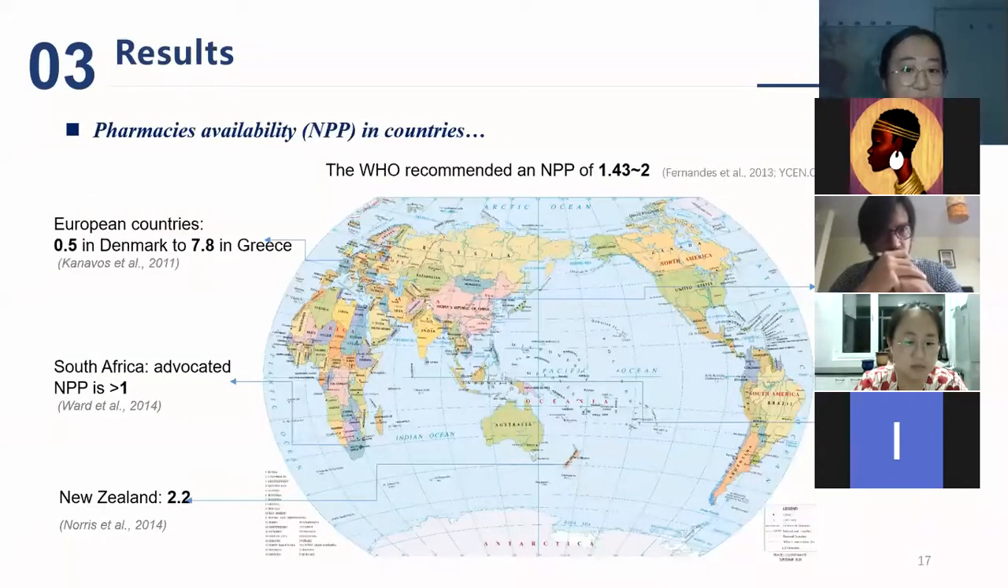Now, let's look at pharmacy availability in countries all over the world. The WHO once recommended an NPP of 1.4322. Existing studies showed that in European countries, the NPP ranges from 0.5 in Denmark to 7.8 in Greece. And South Africa advocated that NPP should be more than 1. In New Zealand, the NPP is 2.2, and in Malaysia, the NPP is 0.1, while in China, the NPP is 3 in 2018.